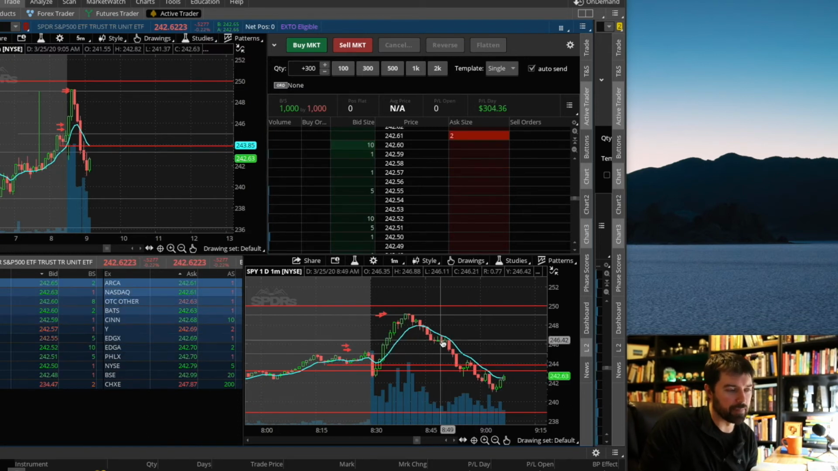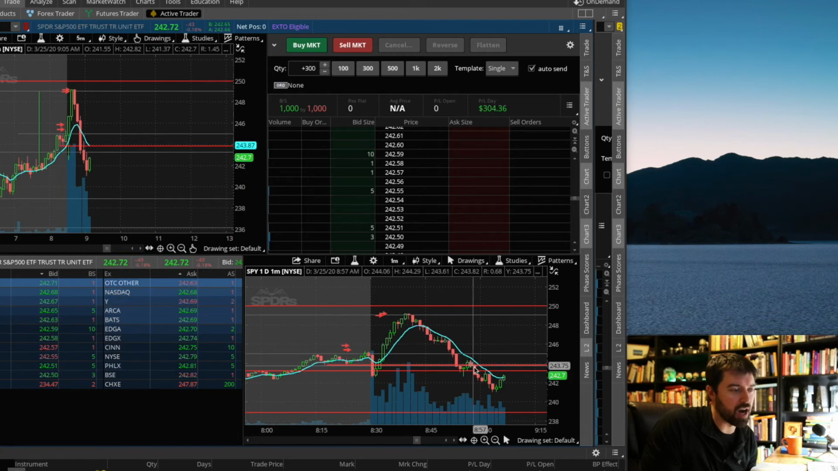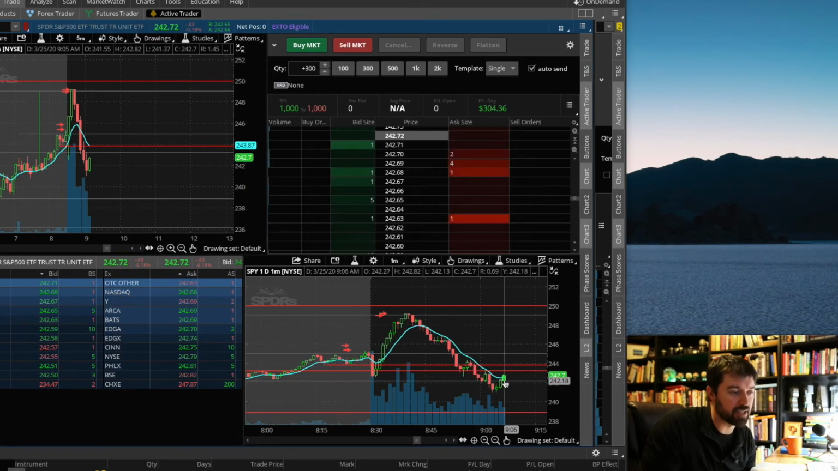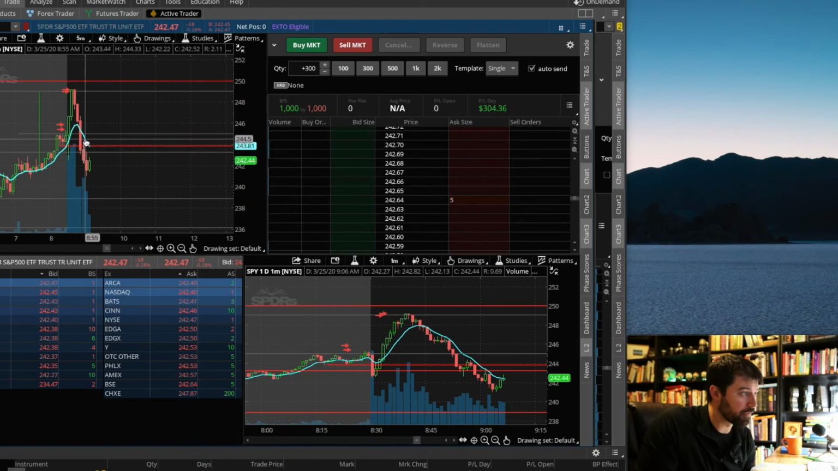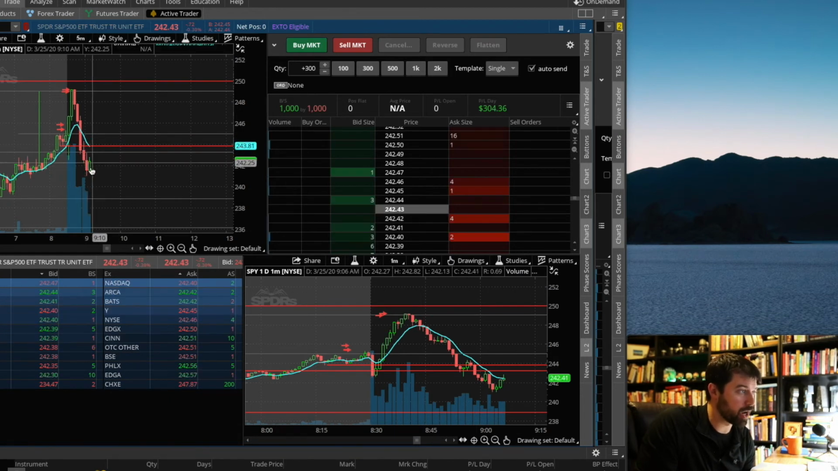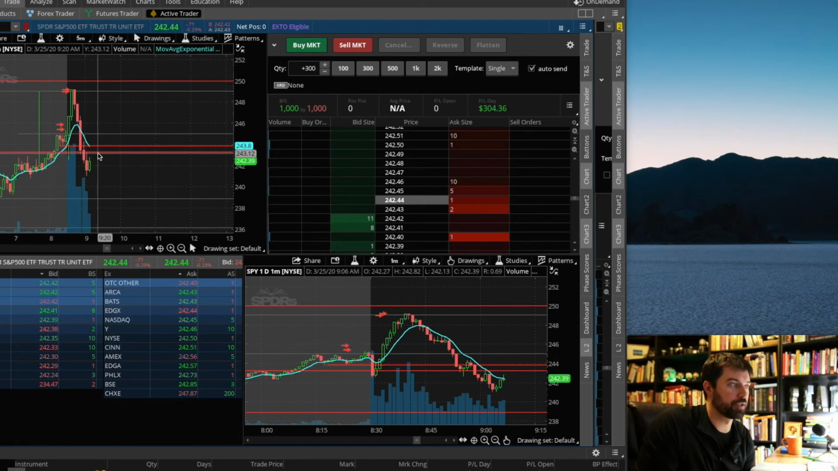I was just bouncing off, bouncing off, bouncing off. Now let's see if this can start some momentum above this exponential moving average. And let's also see if this candle on this chart can get above the exponential moving average line.